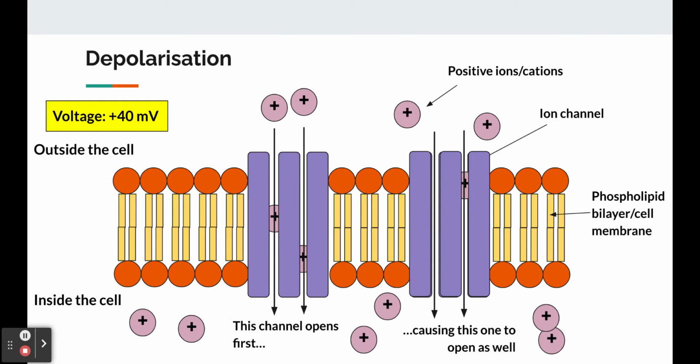Now, when the neuron receives an excitatory signal at its dendrites from other neurons, this triggers ion channels to open, allowing positive ions from the outside to enter the cell. This makes the membrane potential less negative.